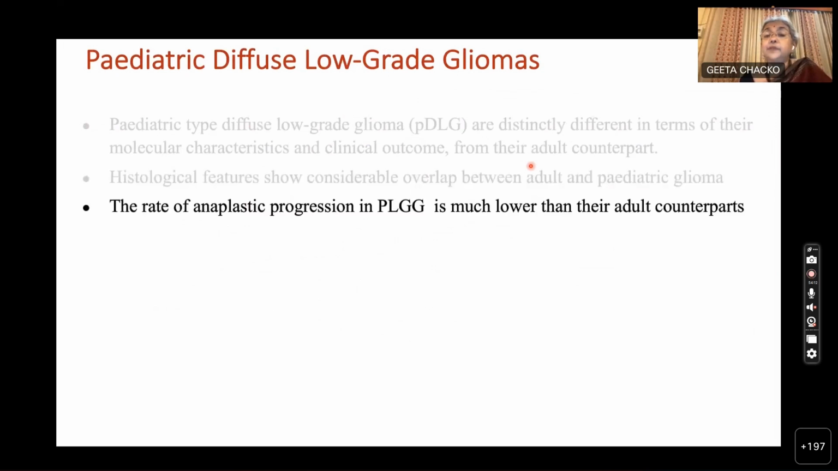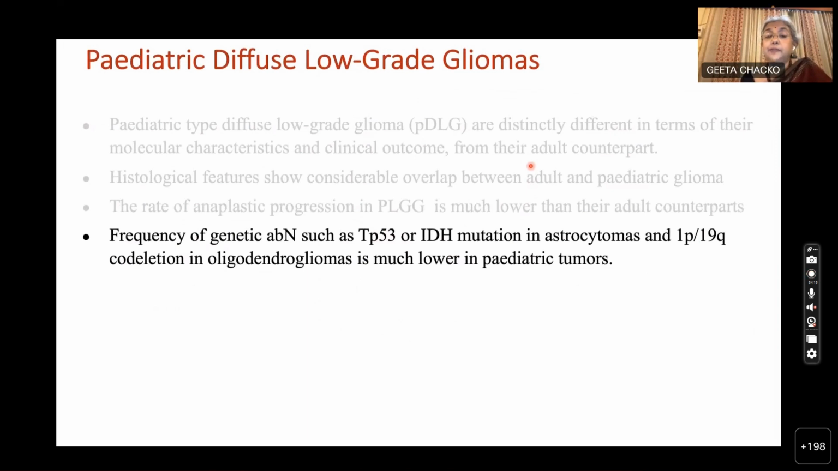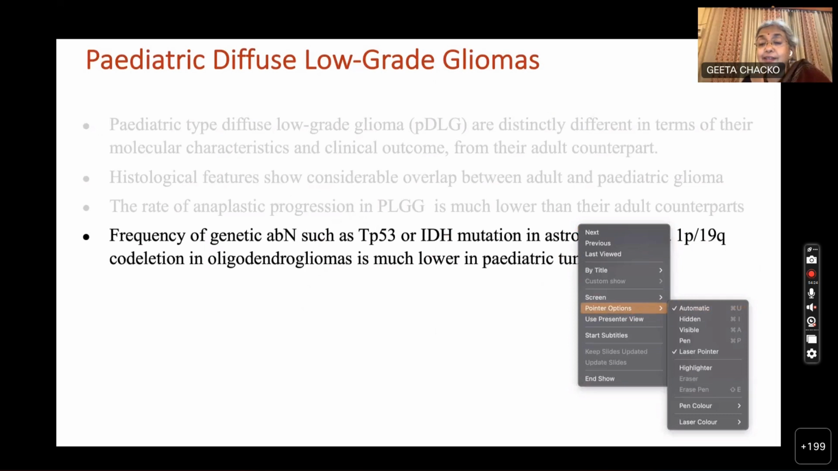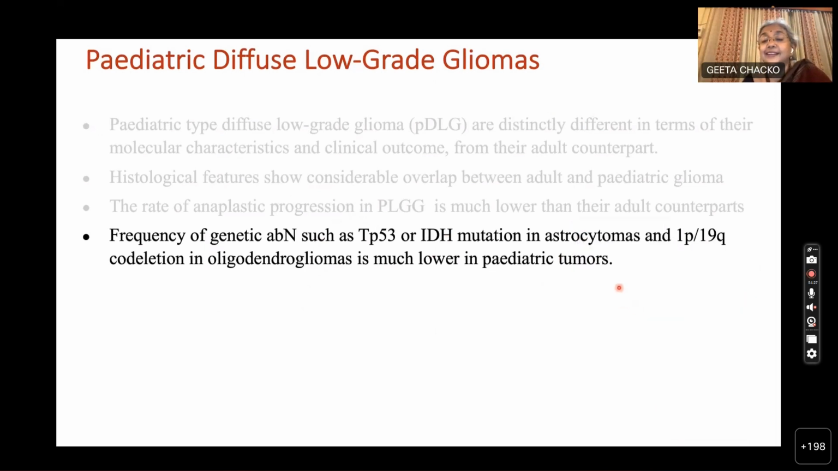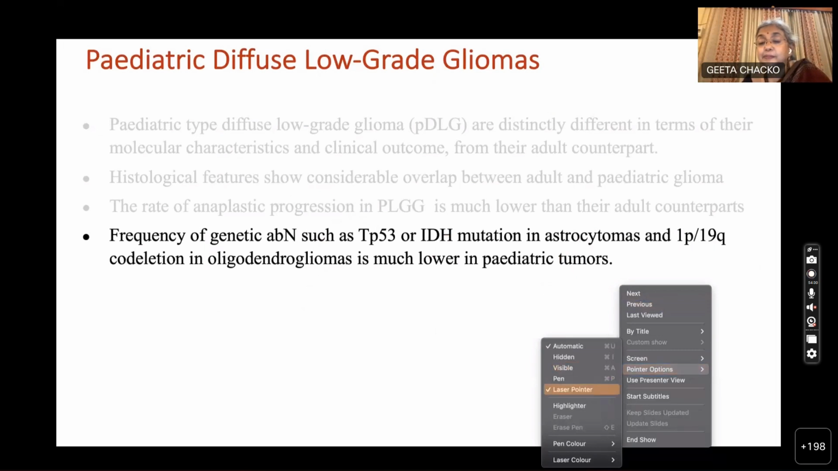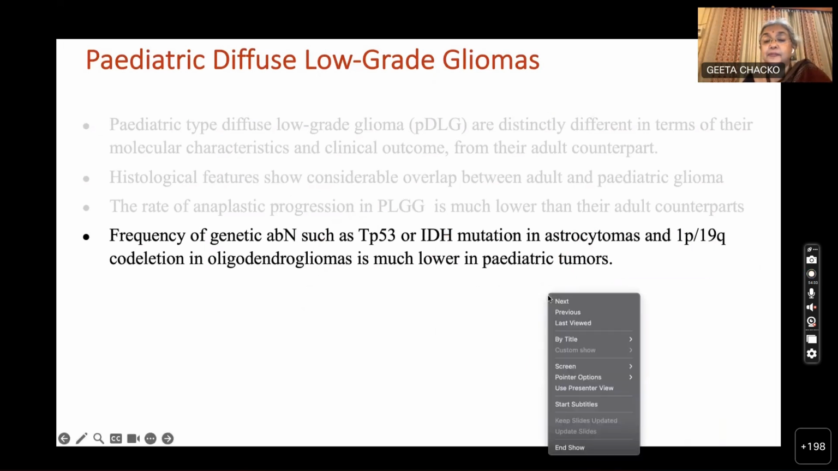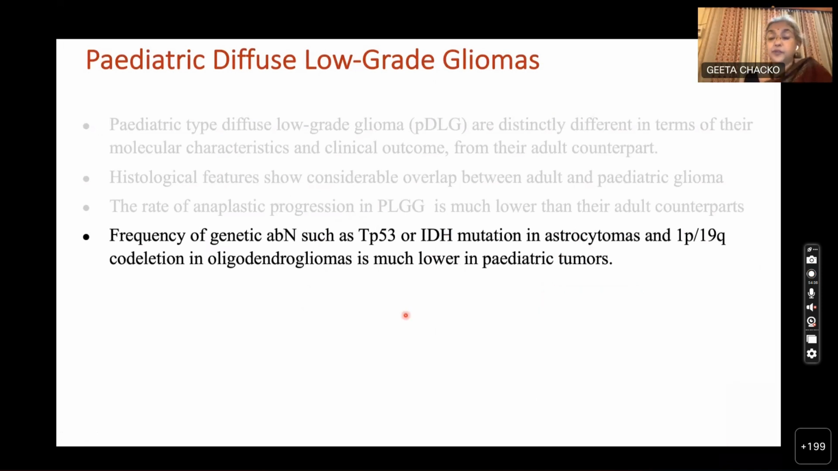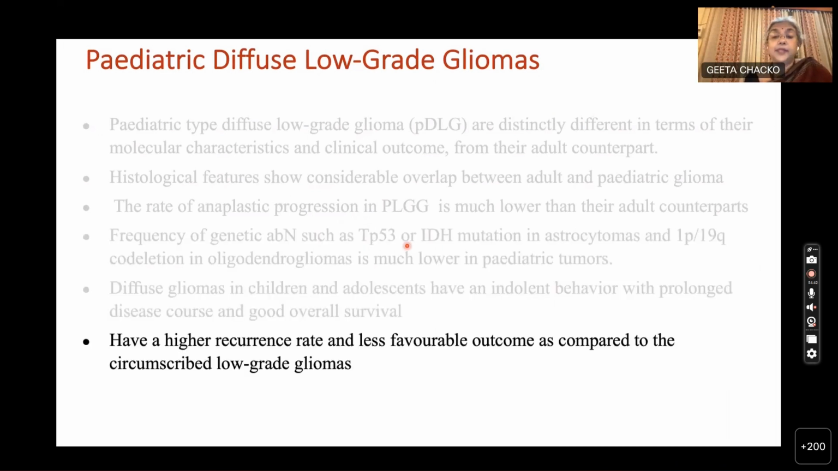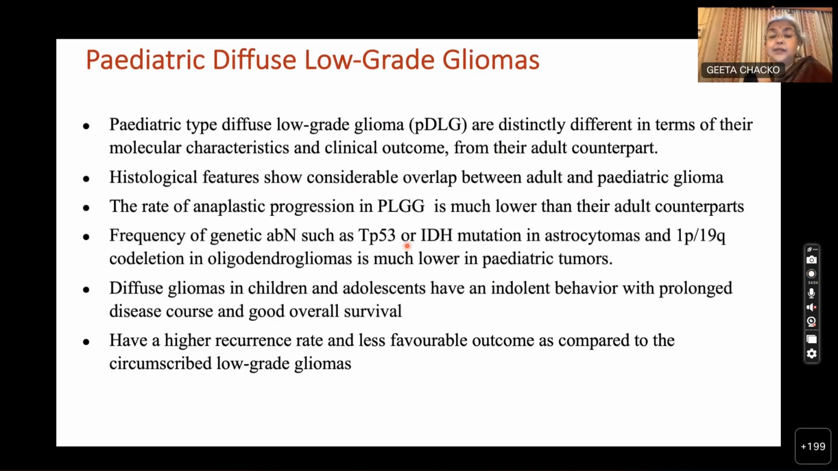So they have a much lower progression rate, and they do not show the alterations that you see in adult tumors, and they have an indolent behavior. Compared to circumscribed gliomas, we said circumscribed gliomas are the pilocytic astrocytomas and so on, diffuse gliomas have a higher recurrence rate.